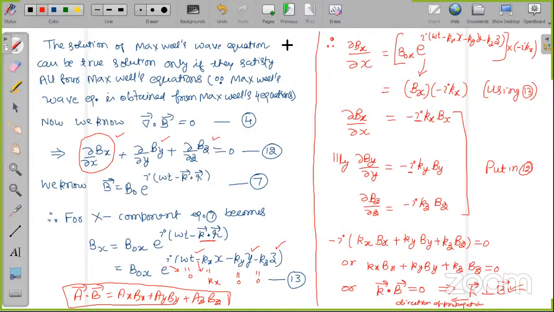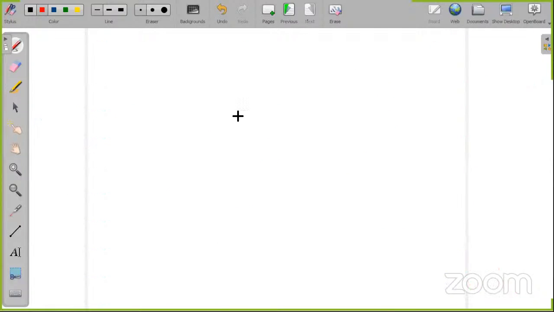Should I move to next page? Yes. Okay. Now we have this equation. We also know that del dot capital D is equal to rho.